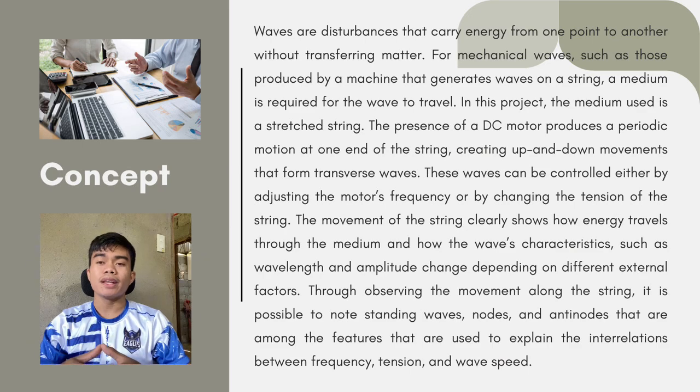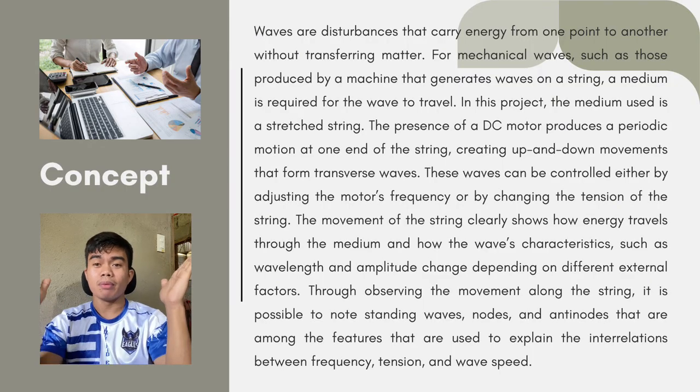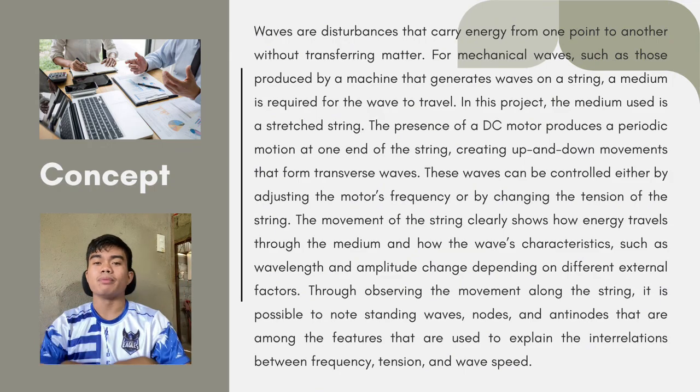These waves can be controlled either by adjusting the motor's frequency or by changing the tension of the string. In our case, it is the tension of the string that we will adjust. So we can control the behavior of the waves in two ways. Increasing the frequency makes the wave faster or shorter, while changing the tension, or the tightness, affects the wave speed and pattern. We can't adjust the speed of the DC motor, so that's why in our project the stand of the DC motor is what we will adjust to change the tension.